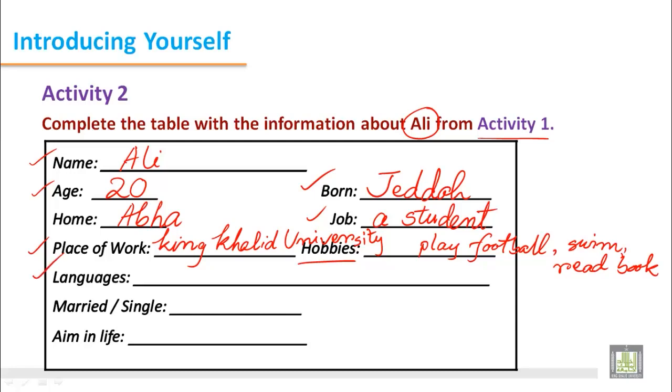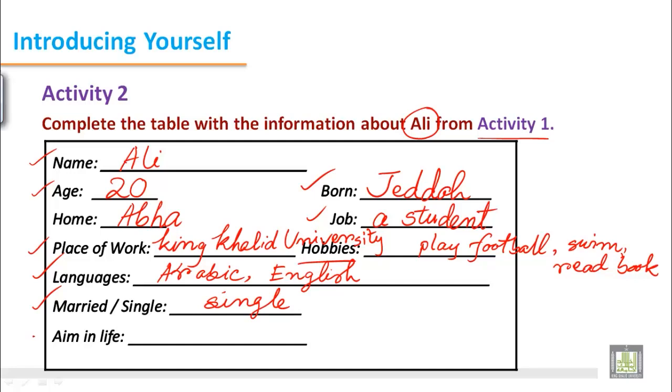What languages does he speak? So he speaks Arabic, his mother tongue, and other than Arabic, he also speaks English. He might know some other languages, but he has written that he speaks Arabic and English. Is he married? For this answer, we can write that he has written he is single. So we can write here he is single.